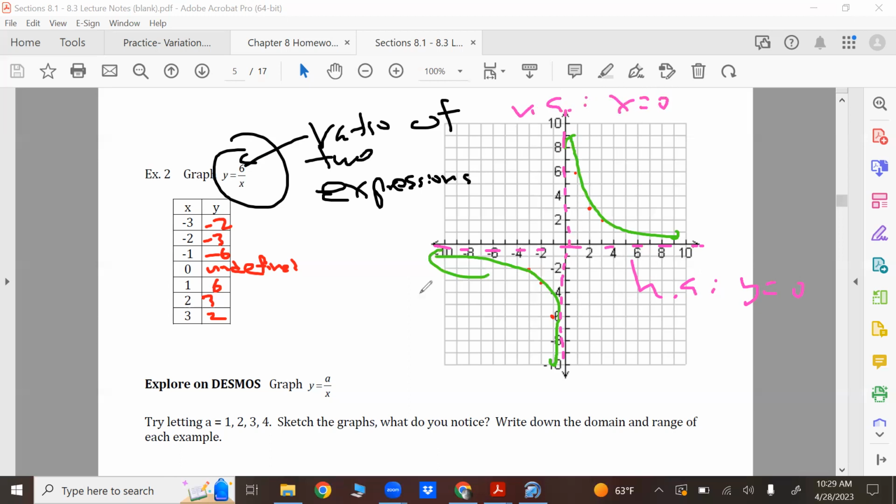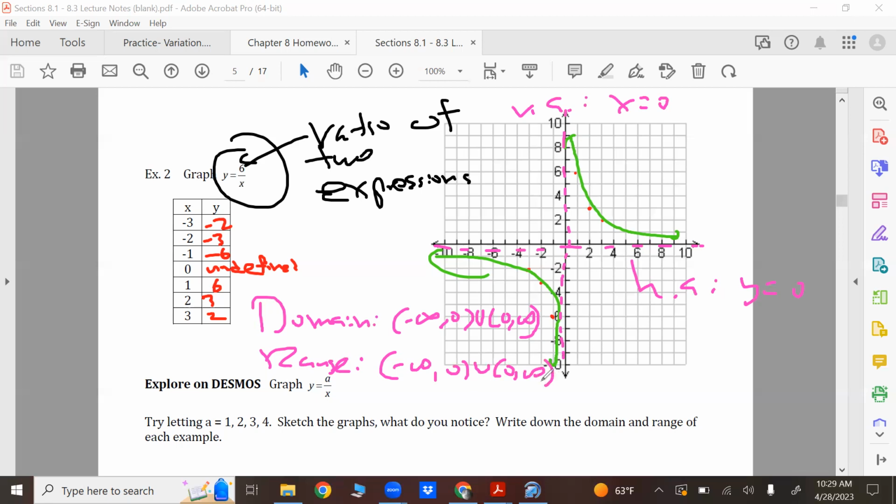And domain. Let's talk about domain and range really quickly. So I could plug in any x value except what again? Except 0. So your domain would be this. And looking at the graph, I could obtain any y value except which one? Except 0 again. Yep.